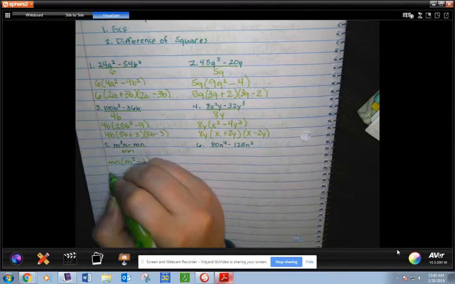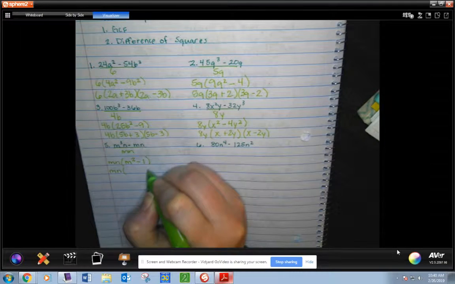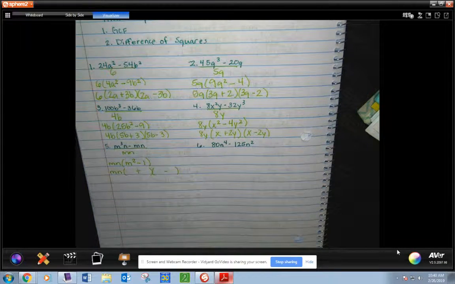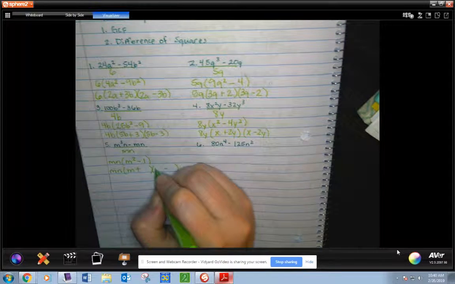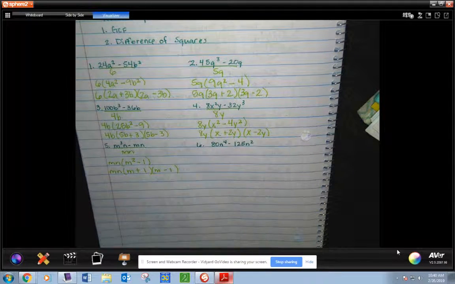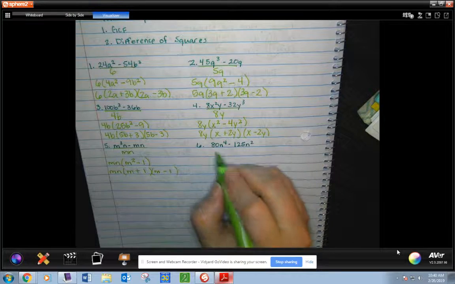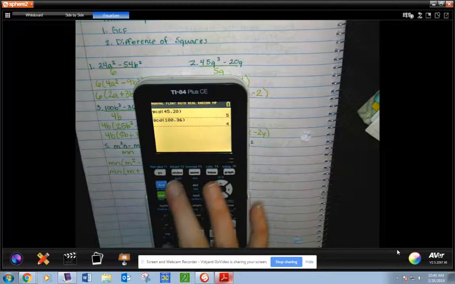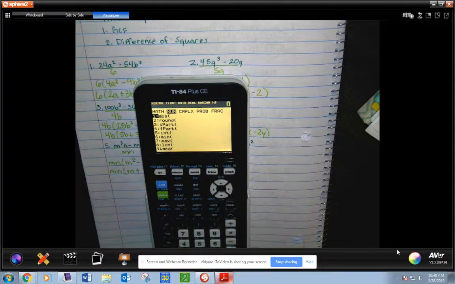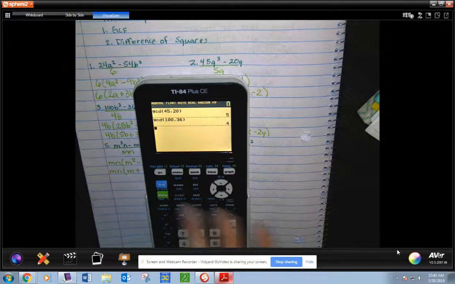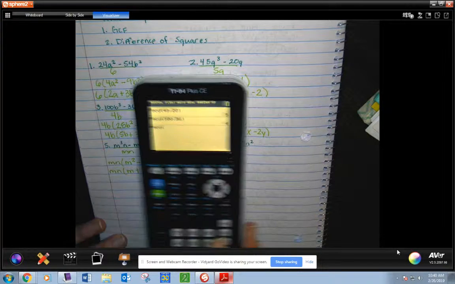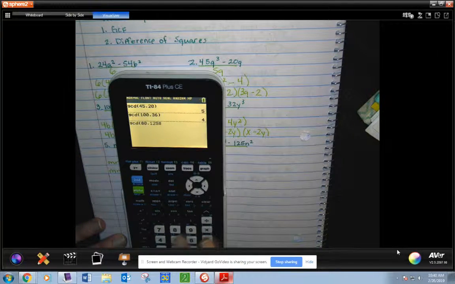These are perfect squares, so I keep MN. I open up my two factors. One needs to be plus, one needs to be minus. M squared will split with M, and 1 will split with 1. Okay, for your last one, you got 80 and 125. So here we go. Math over to number. You want number 9. We're going to put in 80 and we're going to put in 125.